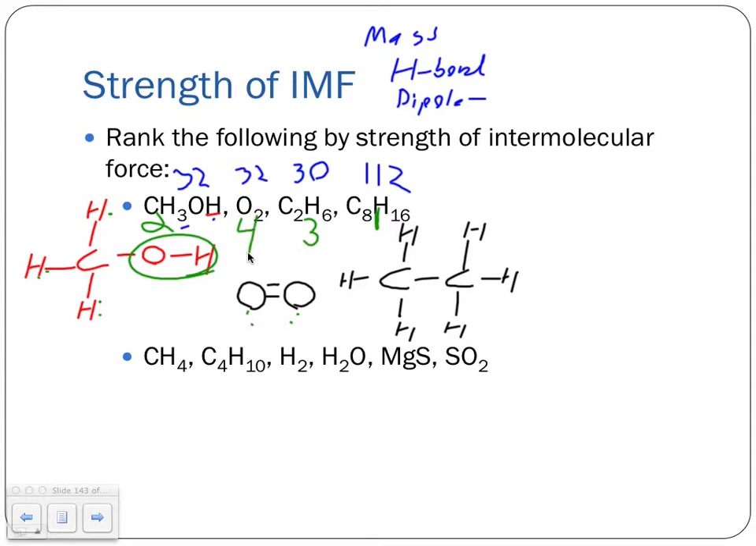All right, so that's how you figure out the order there. You look at mass first, then you look at is it hydrogen bonding, then you look at which one has more polar bonds. And that'll tell you the order from strongest to weakest intermolecular forces.